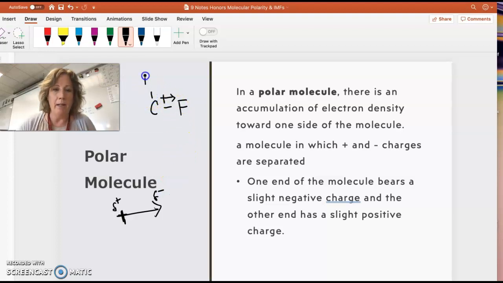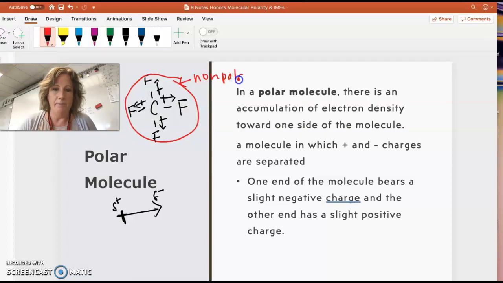So if you look at a molecule, though, you need to look at the whole thing. I'm not going to draw my electrons, but each of these fluorines would be pulling equally and essentially cancel out. So if I were to draw a circle around this whole molecule, it is nonpolar. I don't have an accumulation of negative on one end, positive on the other.